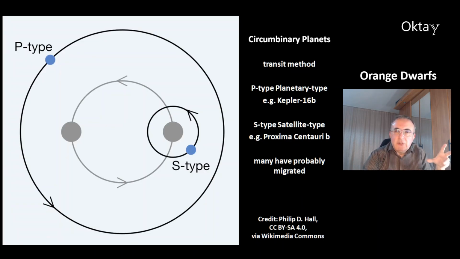This is an overview of circumbinary planets that can be found with the transit method. There are two types of these planets. There's the P-type, planetary type, for example in the system Kepler 16b. In this case, the planet orbits both of the stars. Or there can be an S-type, satellite type, like Proxima Centauri b, that orbits only one of the stars. And many of these planets have probably migrated during their formation, and that's how they got to the position they're in.